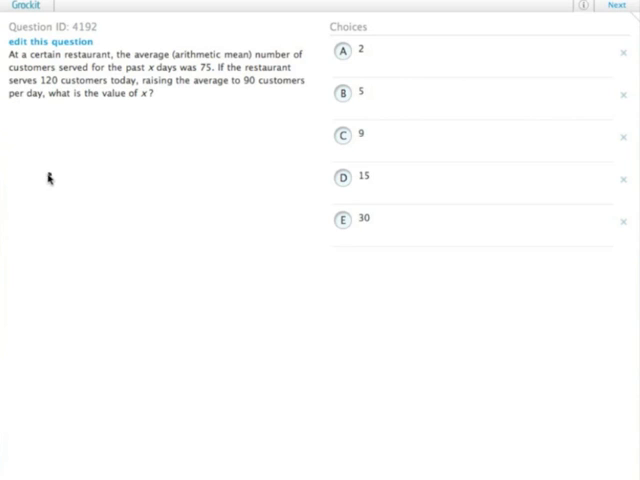So with these average questions, you can approach them with the average formula, or sometimes you can approach it another way. One way to look at it is that the restaurant was doing, let's just pretend that it was actually doing exactly the average amount each day. So it was doing some 75s for a while.